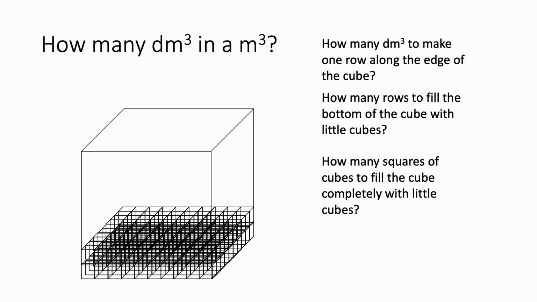So one way we could put this is 10 decimeters along one length of the cube times 10 decimeters wide times 10 decimeters high will give us 1,000 decimeters cubed. So there are 1,000 cubic decimeters, the same as 1,000 liters, in 1 cubic meter.